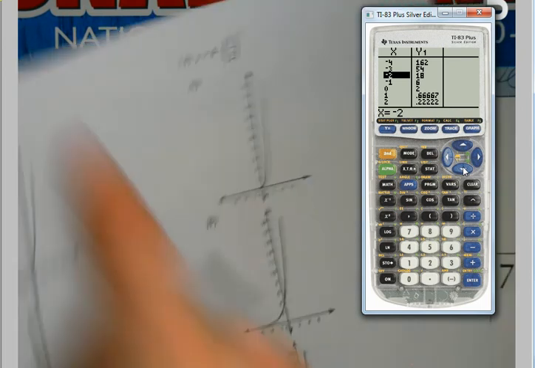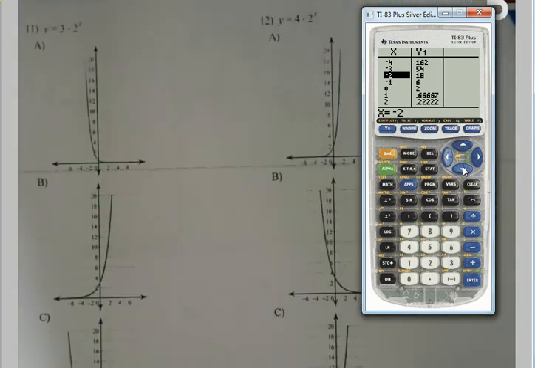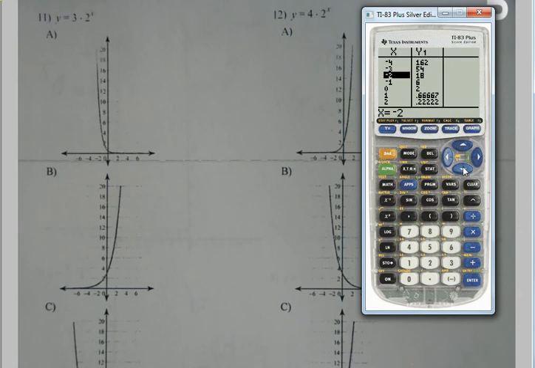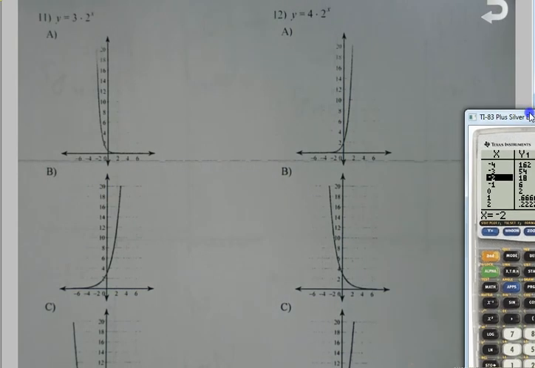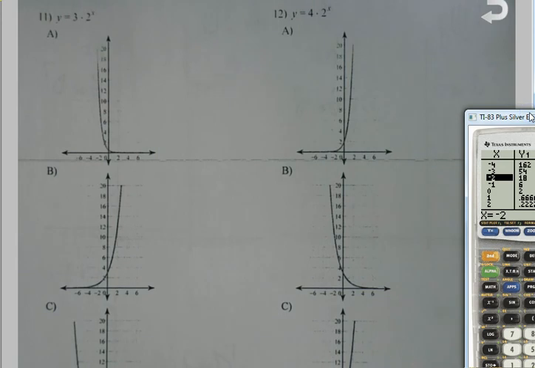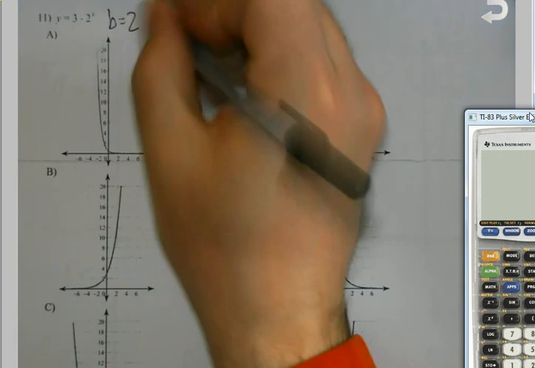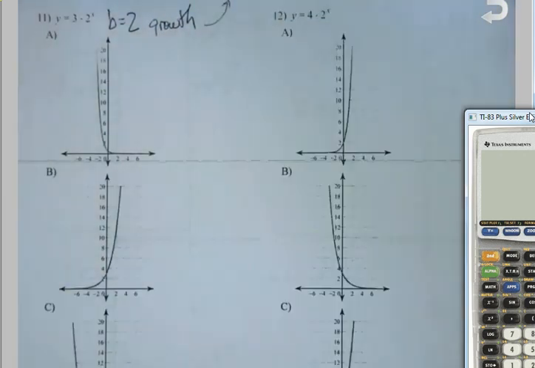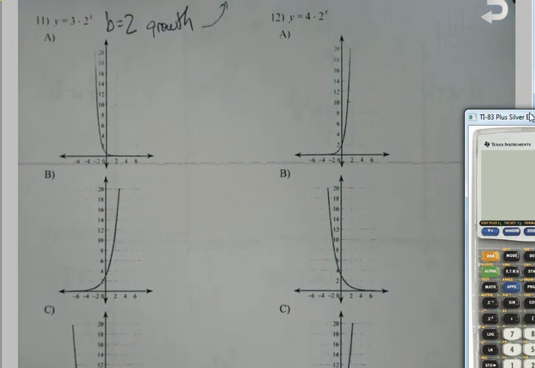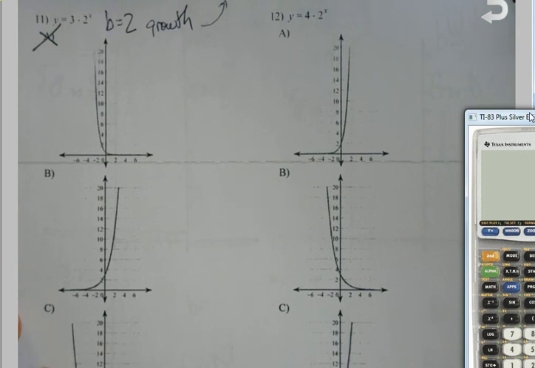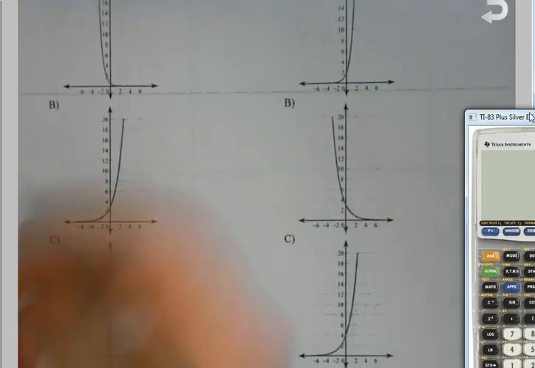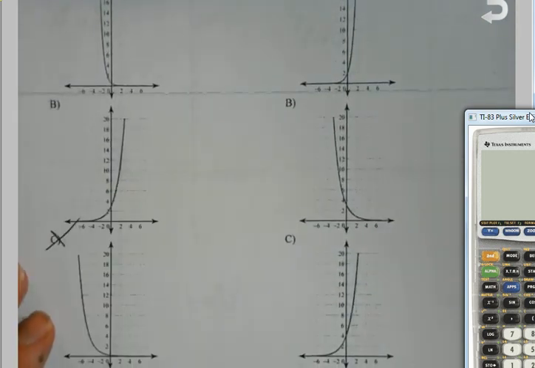And then the only thing that changes as you get a little further is that some of these I actually give you the pictures, and you've got to figure out which one it goes with. But a lot of times, I'm not even going to have to plug these into the calculator, because I look and I'm like, well, wait a minute. Like on 11, my B value is 2, which means it's growth, which means it should be going up as it goes to the right. Well, A is not going up, it's going down, so I don't want that. Okay, B is going up, that could be it. C, yeah, no, that's not working either.